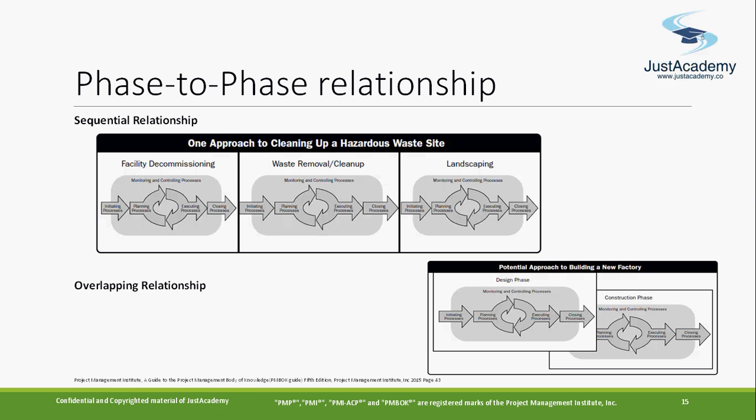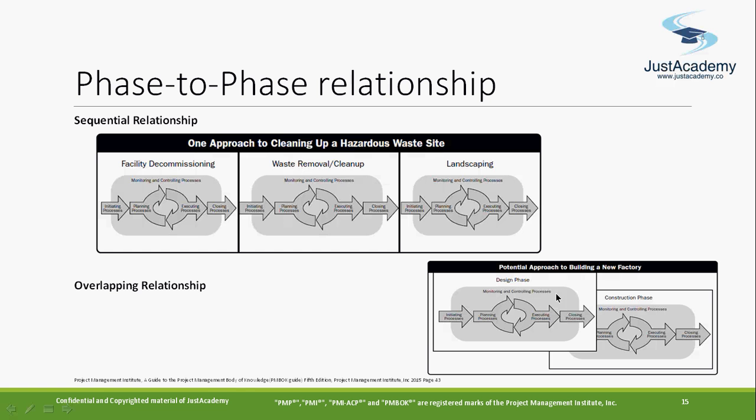But on a bigger picture, there's one task which was divided into smaller phases. This is called sequential relationship. Then there's what is called an overlapping relationship. Overlapping is where one activity is still not finished fully, but you started another one.